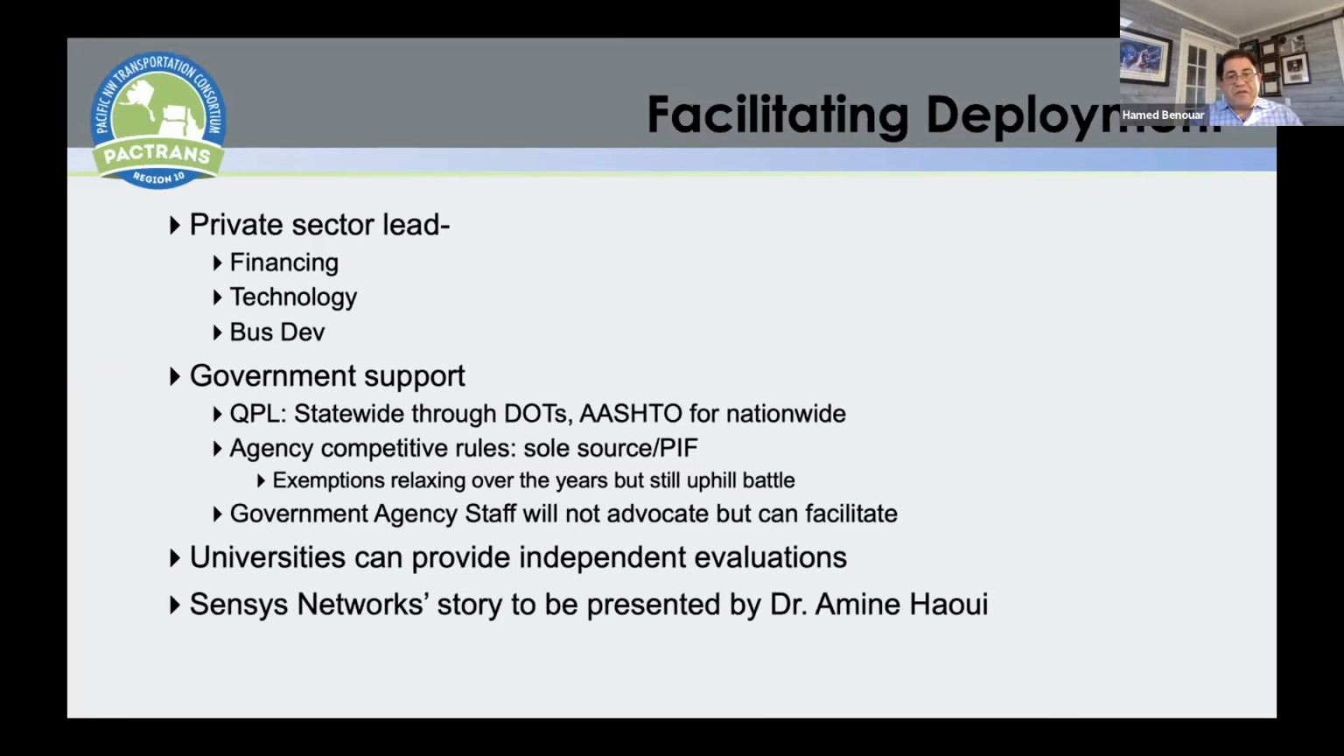The agency competitive rules, you know, the sole source, the PIF, the public interest finding. What we used to do is every time there's a sole source, you have to go to the feds and get the approval to do a sole source, sometimes through some type of evaluation, and you have to do a lot of paperwork to do that. So anyway, a lot of the agencies shy away from that.